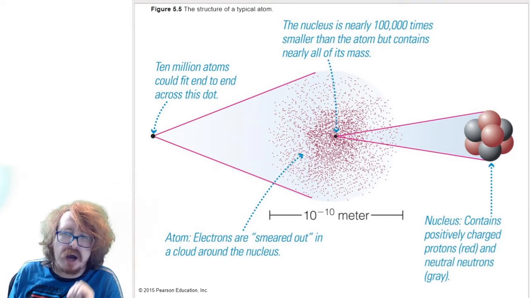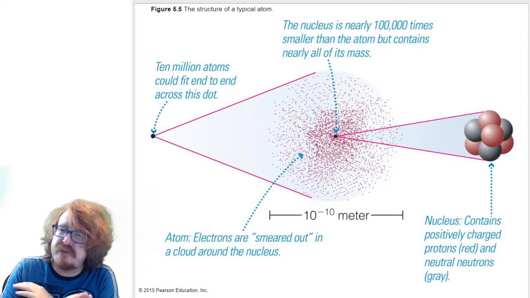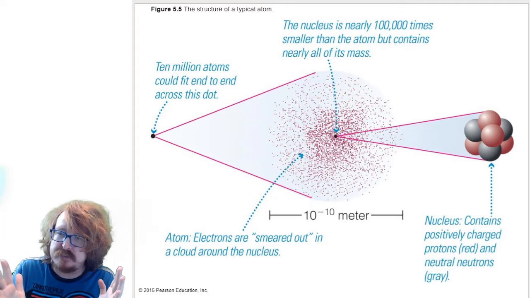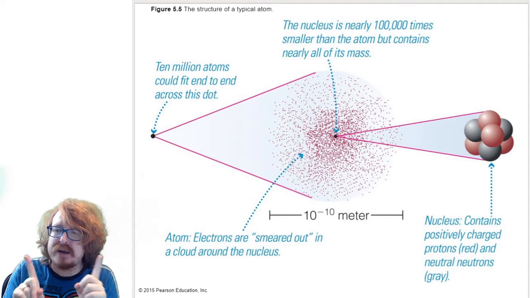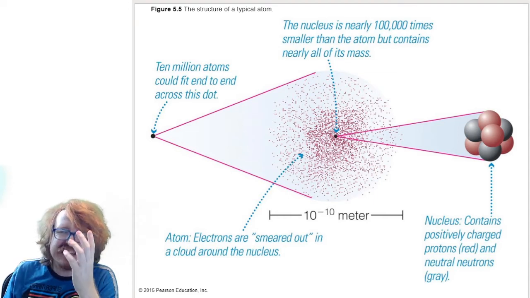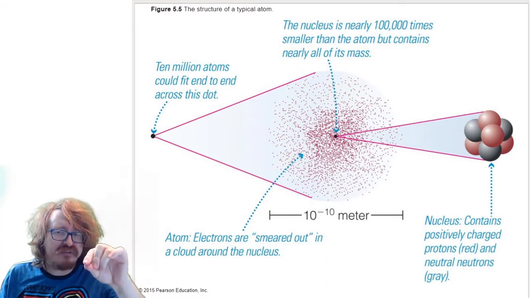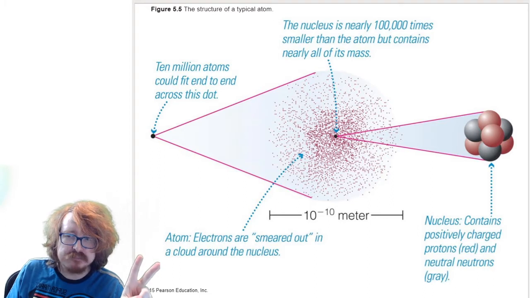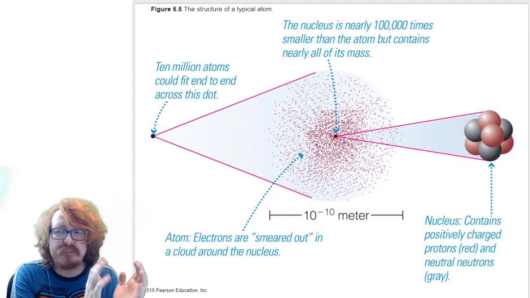How common am I talking? Well, let me put it this way. 75% of all matter out there is hydrogen, okay? Close to 25% is helium, all right? 75% hydrogen, close to 25% helium.